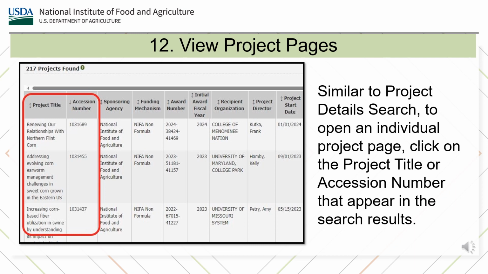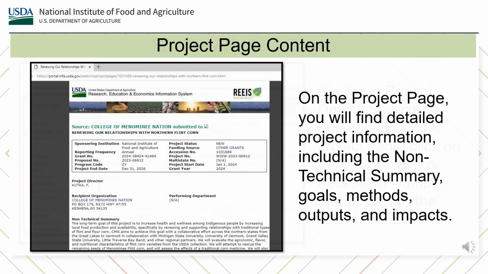Similar to Project Detail Search, in the Advanced Search Results, to open an individual project page, click on the project title or accession number that appear in the search results. This will take you to the same project page that appears in the Project Detail Search results. On the project page, you will find detailed project information, including the non-technical summary, goals, methods, outputs, and impacts.